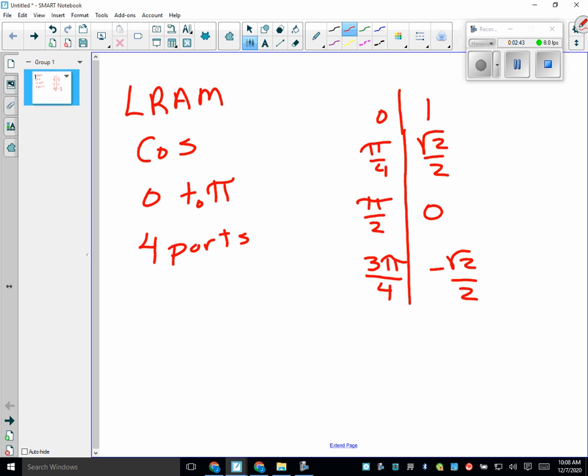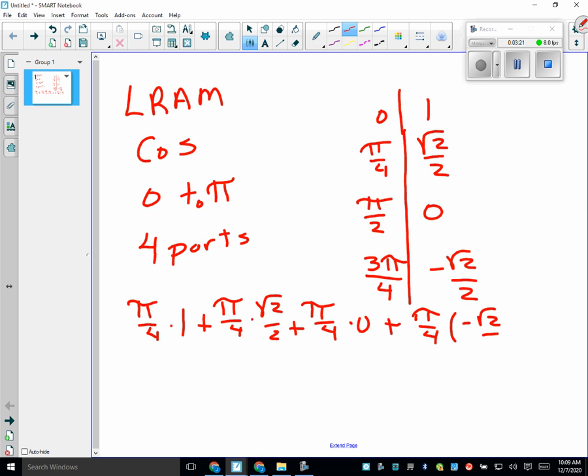So, what will the approximation be? What is my width? The width of each rectangle is how wide? Pi over 4. So is it pi over 4 times 1 plus pi over 4 times radical 2 over 2 plus pi over 4 times 0 plus pi over 4 times negative radical 2 over 2?